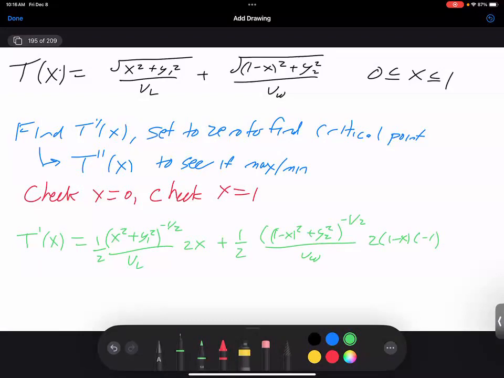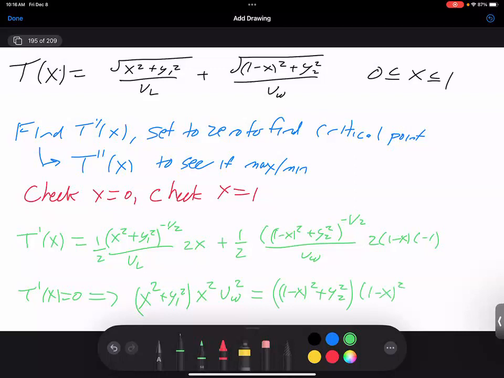But when we're trying to set this equal to 0, it's actually not going to be so bad because we can then square things. So if we take t prime of x equals 0, the 1/2s cancel, the 2s cancel, the negative 1 brings it over to the other side. And I believe when the dust settles, you get something like x squared plus y1 squared times 1 minus x squared times VW squared equals 1 minus x squared plus y2 squared times x squared times VL squared.